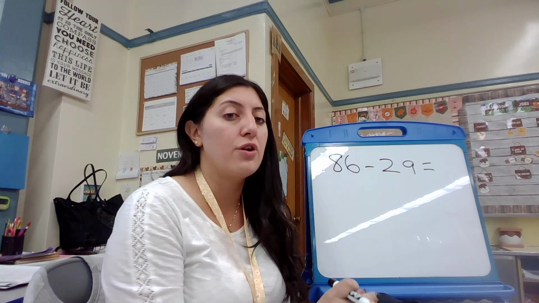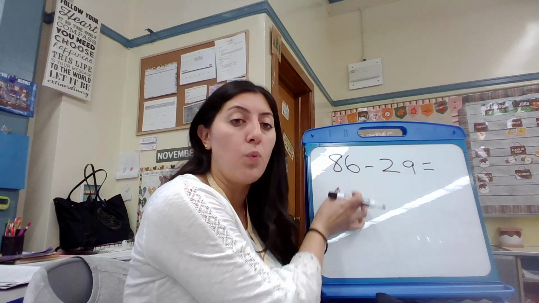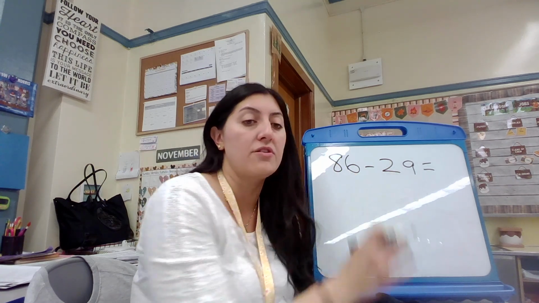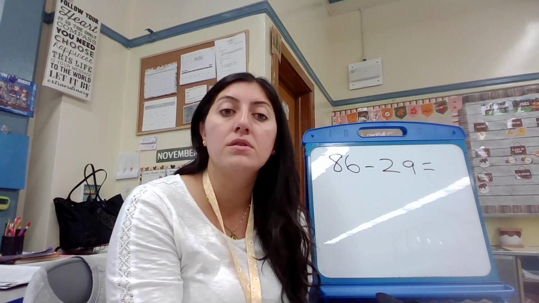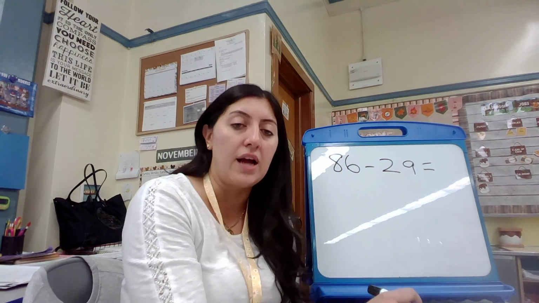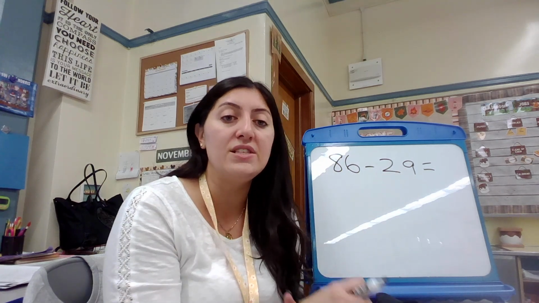Compensation is if whatever you're doing to one side of the equation, you're going to be doing on the other side of the equation in order to help solve the problem using mental math. So we have 86 and we have 29. I want to make these numbers easier to work with.